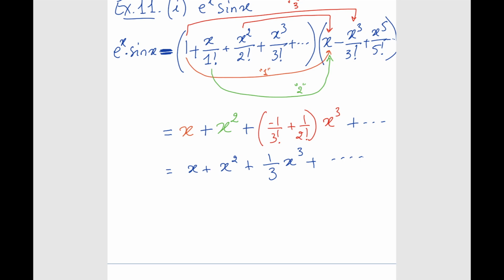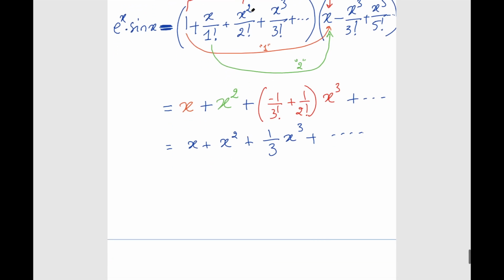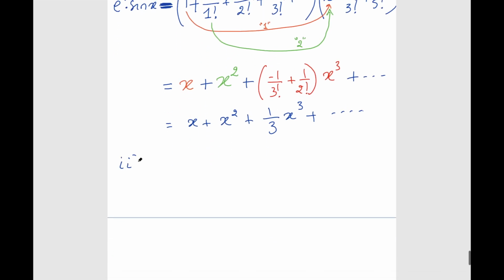All right, the second part of this problem. So the second part of this problem, they gave us tangent x, right? And they want us to find the first three non-zero terms in the Maclaurin series of tangent x. Well, tangent x is sine x over cosine x, correct? Makes sense? And I know the Maclaurin series of sine, and I know the Maclaurin series of cosine, right?